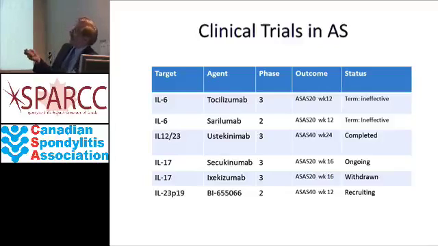IL-23 is a very interesting molecule. This antibody actually blocks two cytokines all at once, IL-12 and IL-23. It's very effective in psoriasis and the arthritis that goes along with psoriasis. And we've seen preliminary data in ankylosing spondylitis that looks very positive.